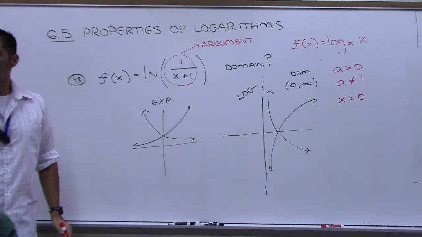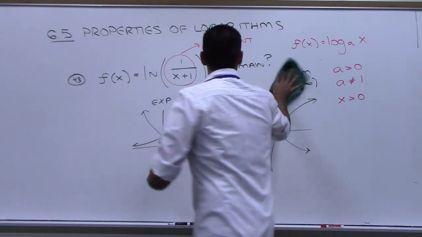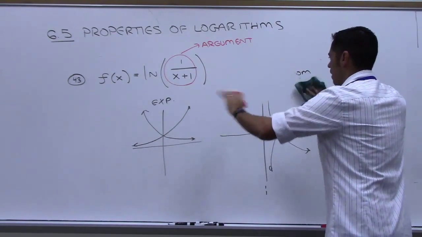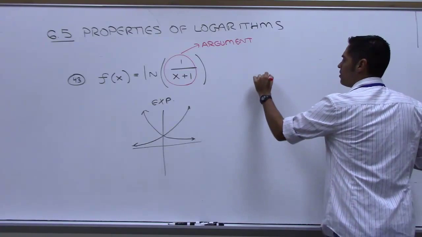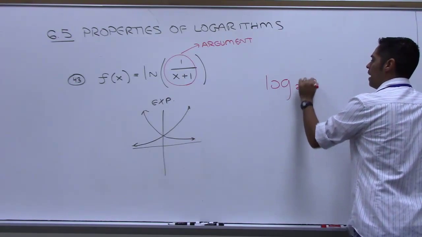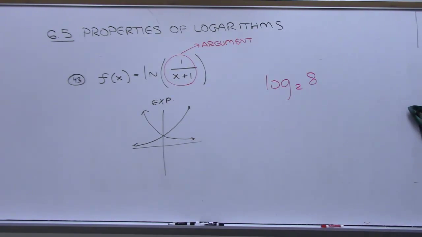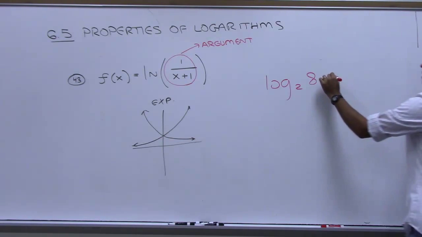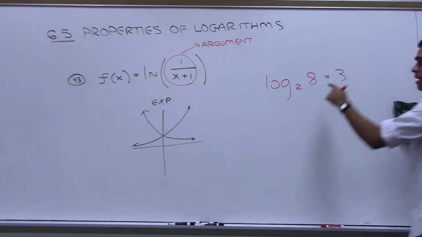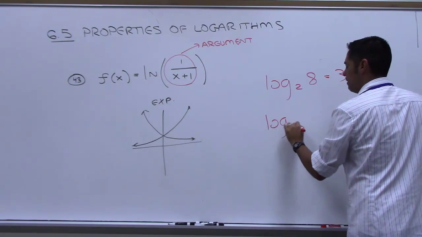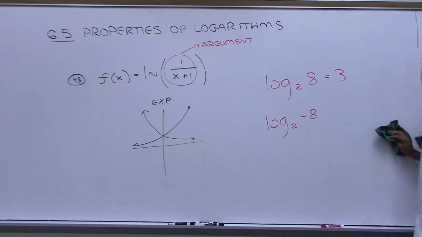Because what would it do on the graph? Let's go back. Let's just take a log, and we'll come back and answer this. Let's just take a log and let me try and put a negative number in there. Let's start with this. Log base 2 of 8. Does everyone know what that is? 3, right? Because 2 to the third power is 8. Now let me try and plug a negative number in there instead. Negative 8.